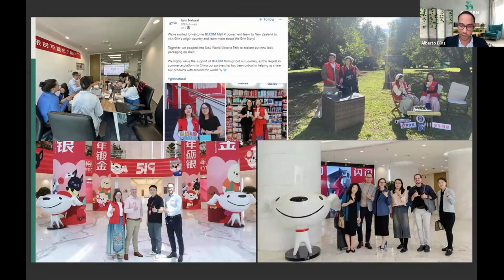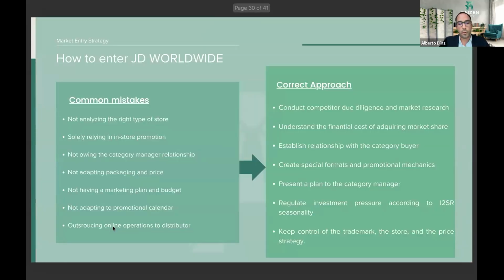For example, with the category managers that you see here in red, they are Jingdong workers that meet directly with the clients. Now, this is very important. Not adapting the packaging and price for Jingdong Worldwide. Jingdong will expect you to have packaging or a special price if you have different stores in Jingdong. But even if you only have one, they expect you to tropicalize your packaging to whatever the Chinese consumer is demanding.